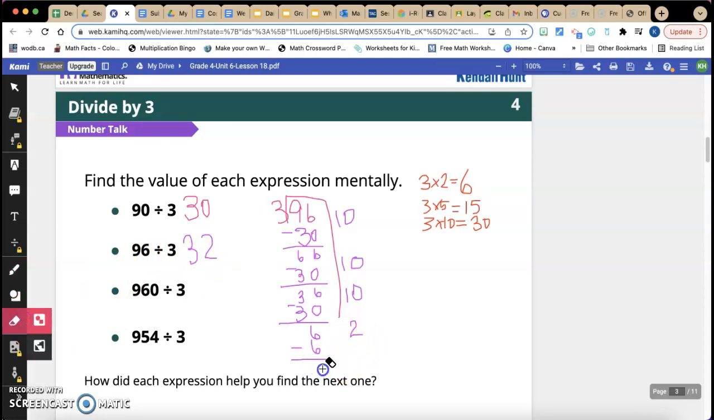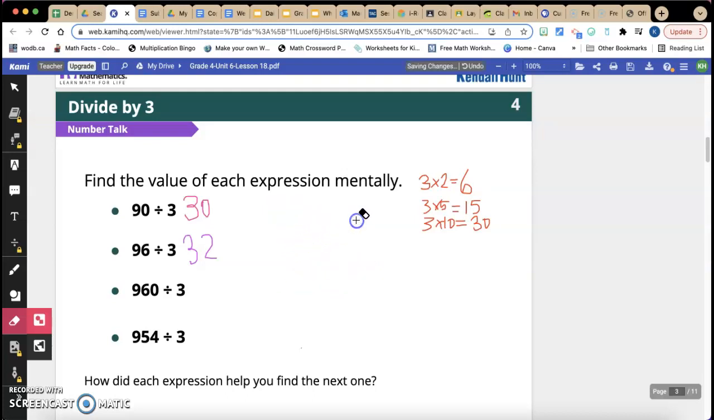I wonder what happens whenever I add a 0 at the end. Well, with my answer, could I just add a 0 to the end of my answer? If you agree with that, pat your head. If you agree with that, you're correct. So 960 divided by 3 is 320. The last one is 954 divided by 3.